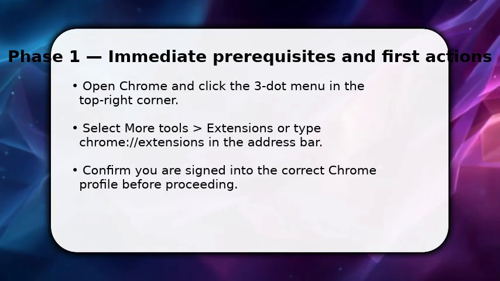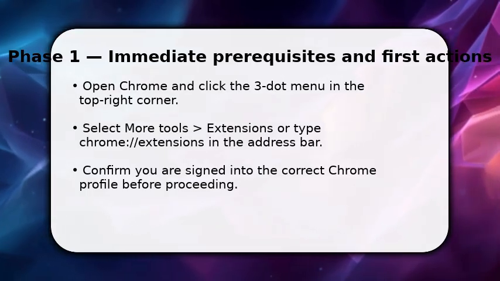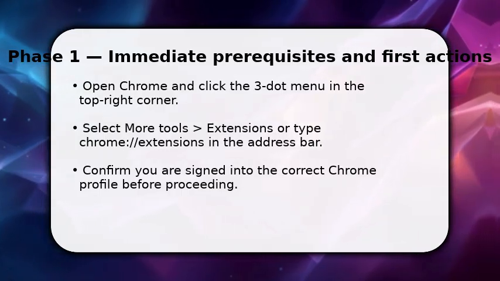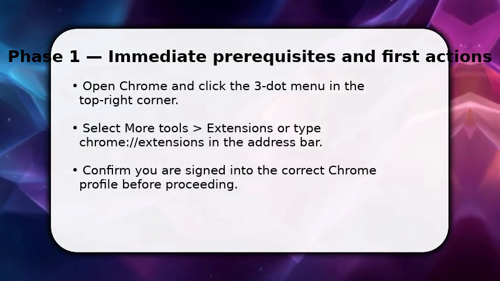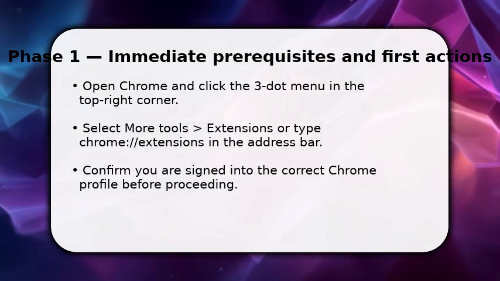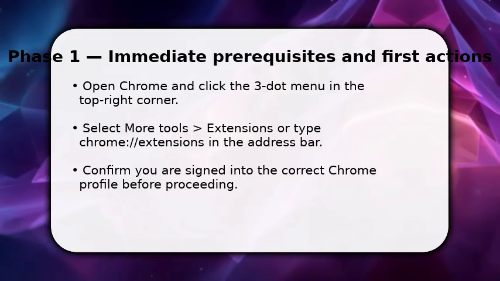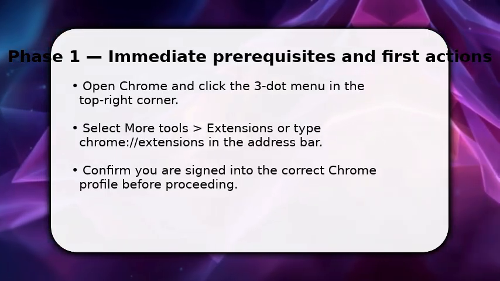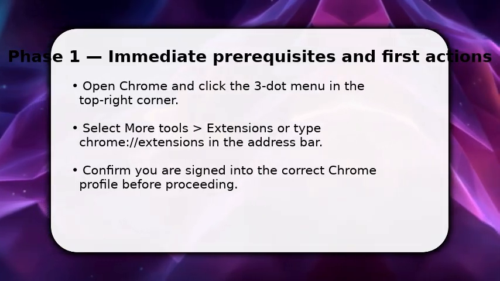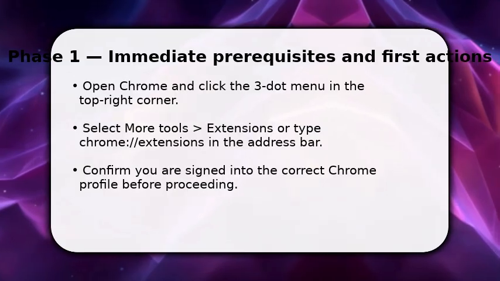You start by opening Chrome and getting to the Extensions Manager. This is where control lives. Click the three-dot menu, choose More Tools, then Extensions. Once done, you'll see every installed add-on. If you prefer speed, type chrome://extensions in the address bar and press Enter. Make sure you're in the intended profile, because extensions are profile-specific, otherwise you might disable the wrong set.